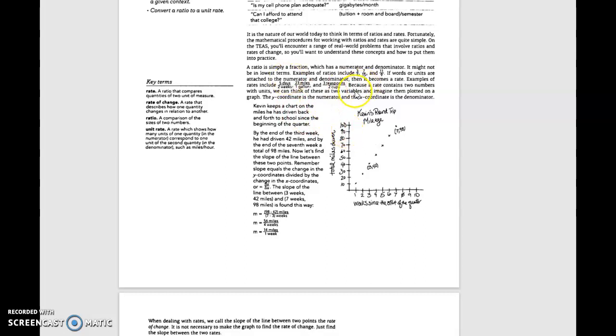We can see, if you read all this stuff down here, you can take these 2 points here and find the rate of change on this particular Kevin's round trip mileage from the weeks since the start of the quarter, the total number of miles he's driven. And you can kind of see this is almost a straight line, so that makes our slope a little bit easier to determine. A formula that you can use is the one that they've got here.